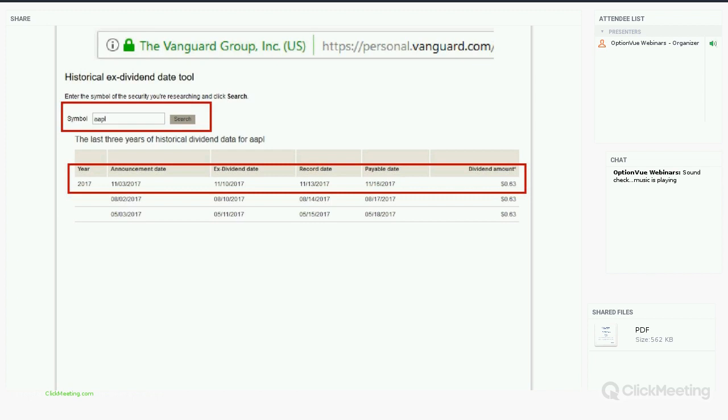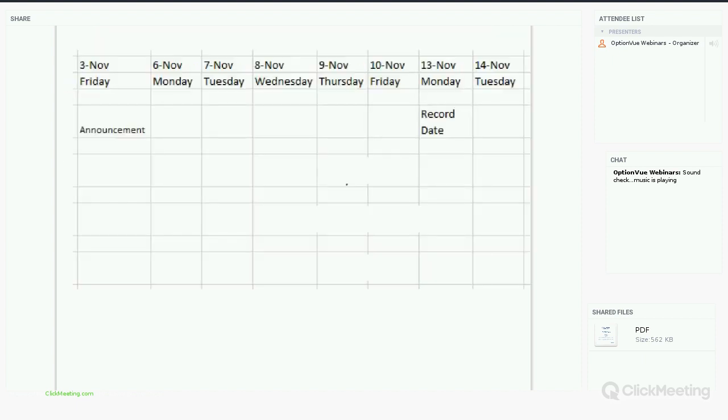So you could go back and look at what the ex-dividend date was, the announcement date, the record date, the payable, and the actual dividend amount. So let's just take Apple when they announced on November 3rd that they were going to pay out a dividend on the 16th, and the record date was the 13th. Okay, so let's take that. They come out with an announcement that they're going to keep their dividend the same at 63 cents a share. They're saying that the record date is November 13th. So that's the decision they make.